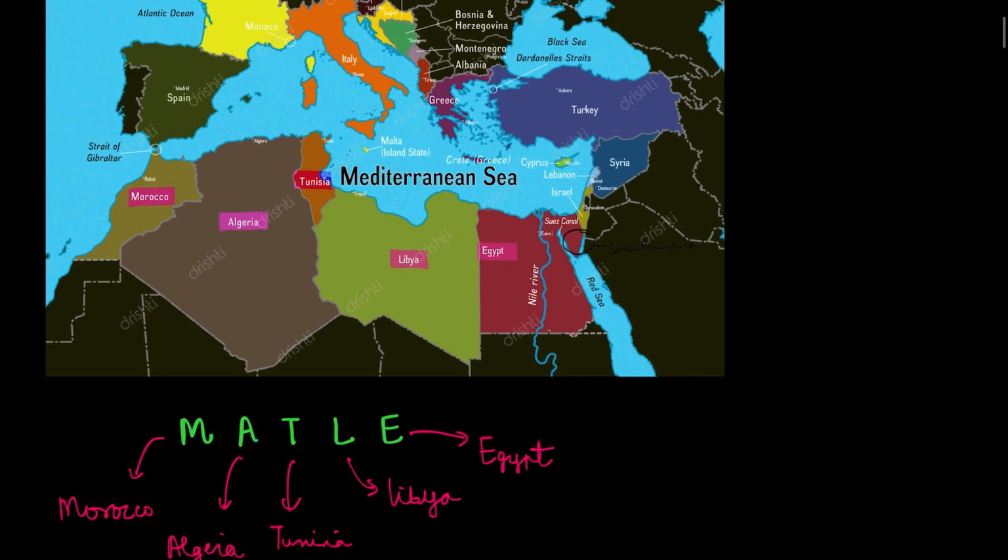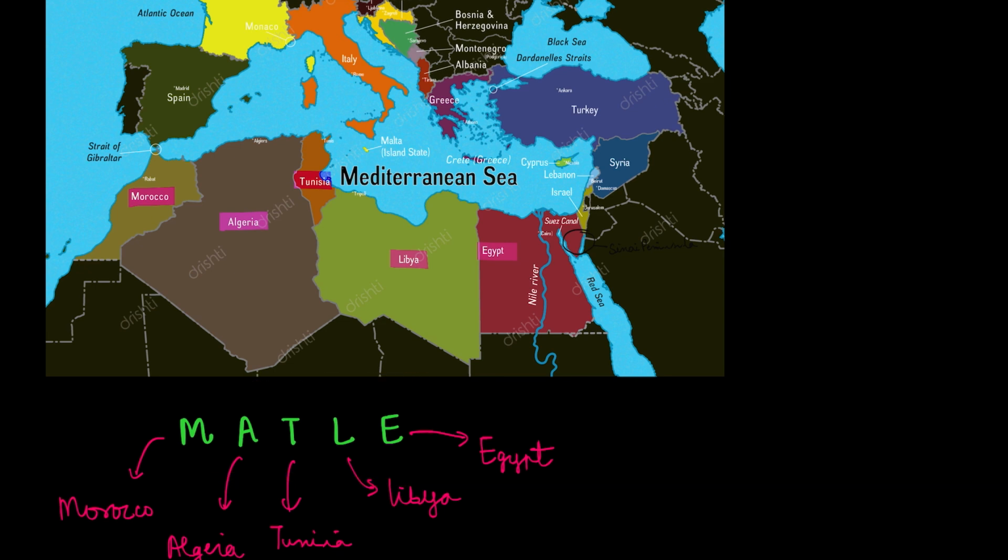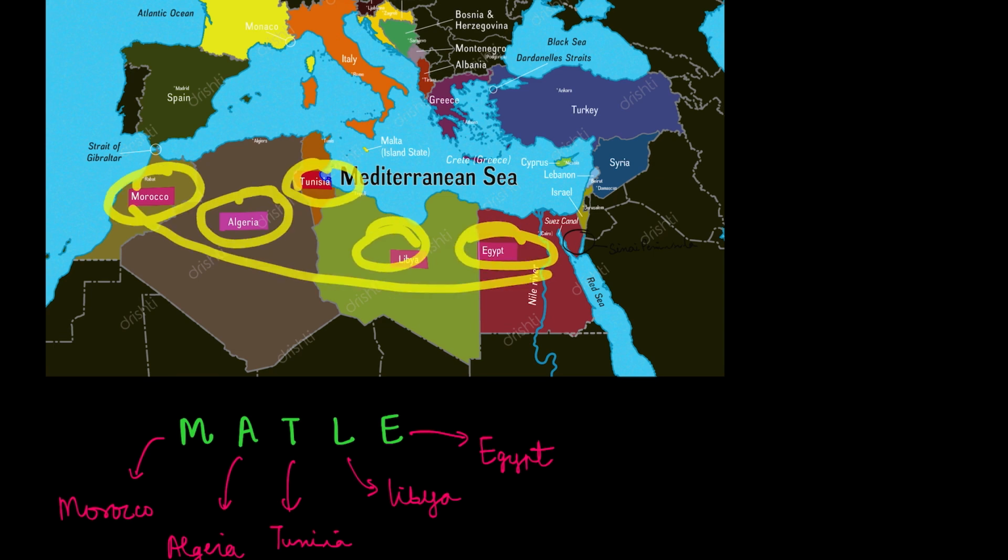These countries, the names of these countries can be remembered by the mnemonic MATLE, where M stands for Morocco, A for Algeria, T for Tunisia, L for Libya, and E for Egypt. From left to right, like this: Morocco, Algeria, Tunisia, Libya, and Egypt.